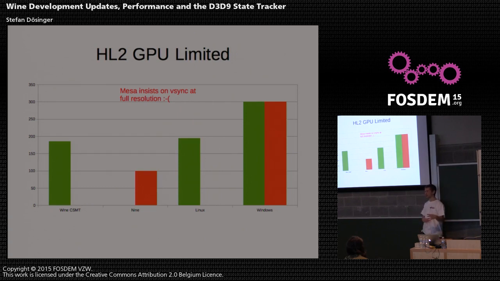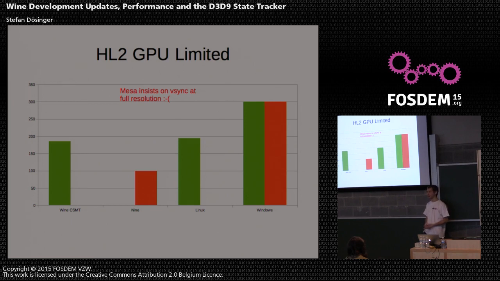And I think that those cards are essentially the same generation. So it's somewhat expected that they have similar performance. But the unfortunate thing is I could not test Half-Life 2 in a GPU-limited setup on Mesa because it just insisted on turning on VSync. So I was most of the time stuck at 60 frames per second.